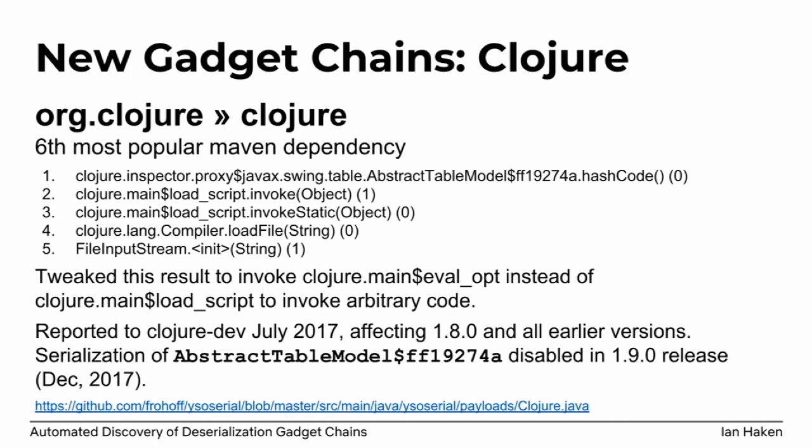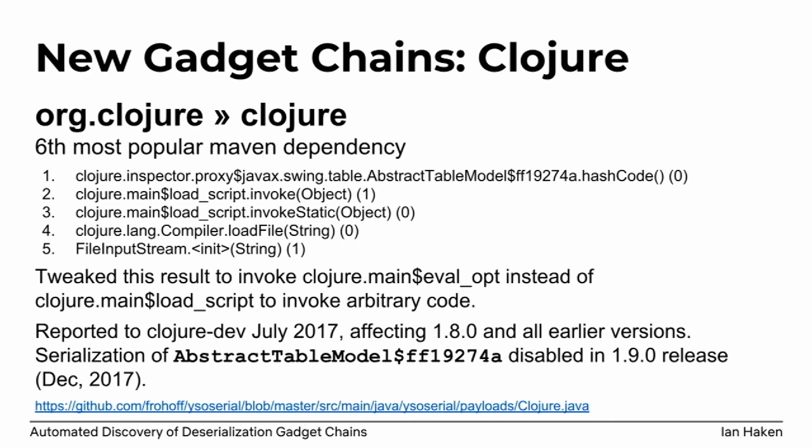So it turns out that by tweaking that last step, and instead of calling load-file, you call eval, you get exactly the gadget chain that I've been describing at the beginning of the talk. So that turned into an RCE gadget chain. It's been in all versions of Clojure since like 1.2.0, which is like 8 years old or something.